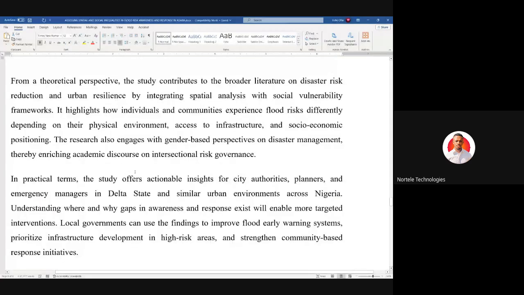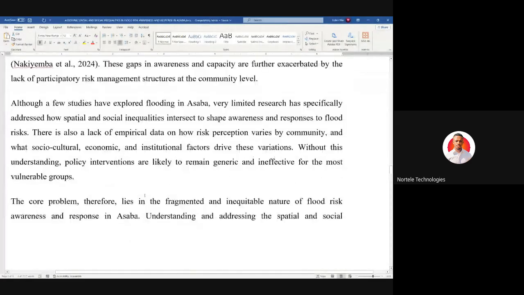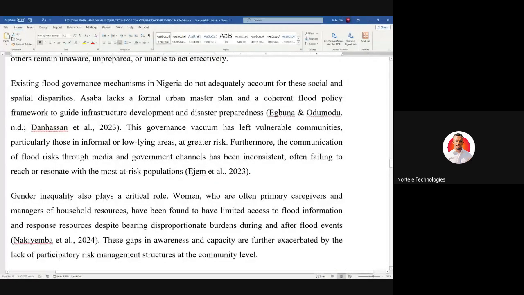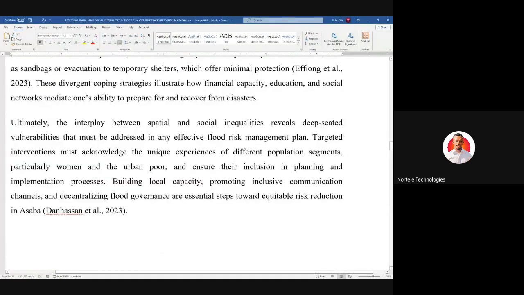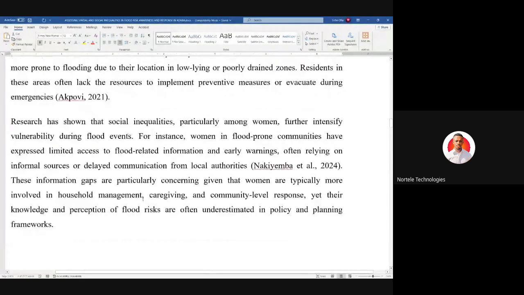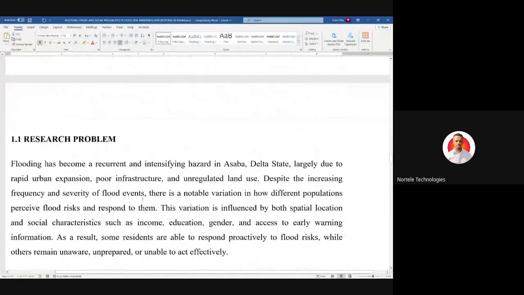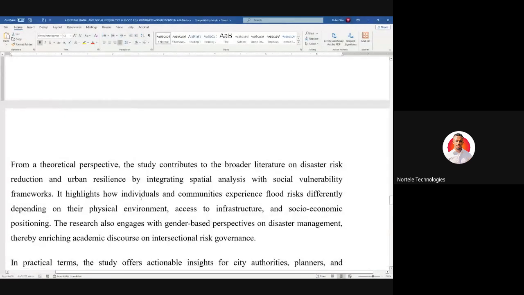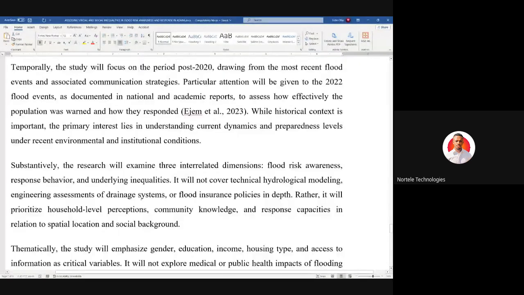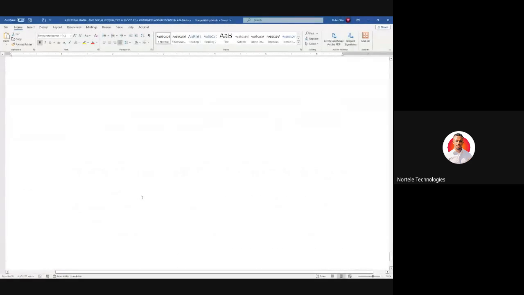I want to throw it open to everybody. I want somebody to answer this now. What's the difference between significance of study and the justification of study, please? Somebody should answer this before I go in. If you know, you can help us and unmute your mic. It's an interactive class, so we can help others. I want to hear from somebody, please.